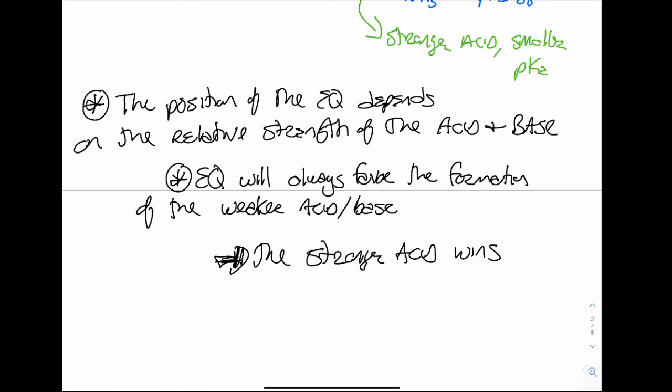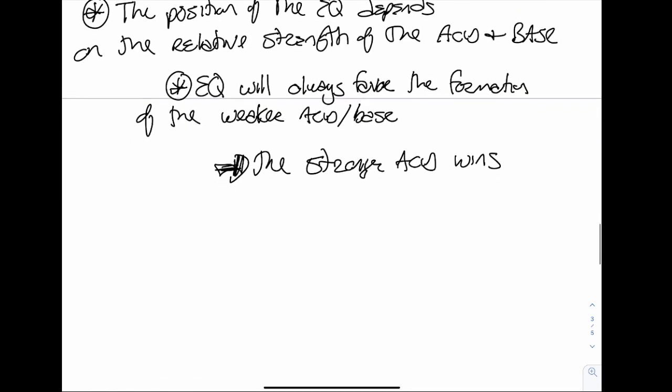Right? If it's stronger, it gets to win. It gets to do what it wants. If it's weak, it doesn't always get to do what it wants. It's an unfortunate situation we often find in life, but it's true. So the stronger one wins in this case.